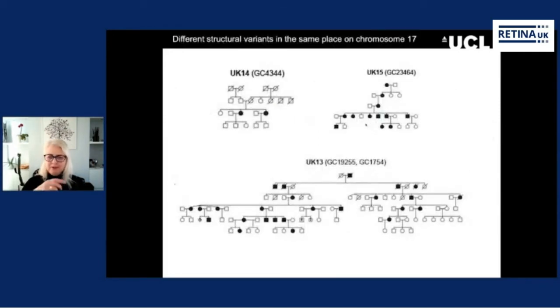Of course, then we were thinking, well, if these families have a structural variant, are there any others that have a structural variant in exactly the same place? And where we're looking now is on a chromosome called chromosome 17. And we found 3 other families in the UK, and these 3 families all have different structural variants. So now we have 4 different structural variants in the UK associated with dominant retinitis pigmentosa.